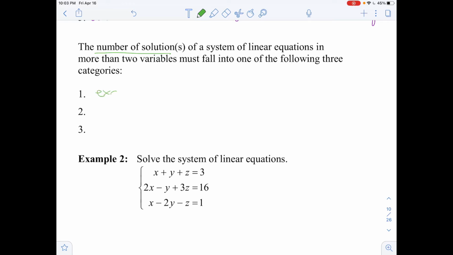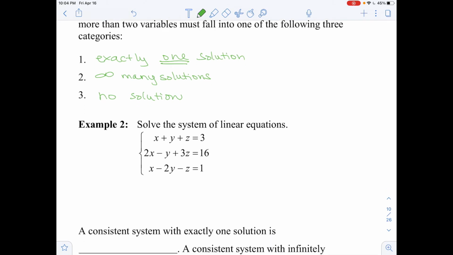Either it has exactly one solution, it could have infinitely many solutions, or it can have no solutions. Okay, so here's the deal.